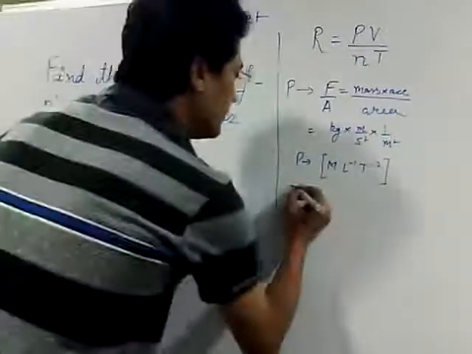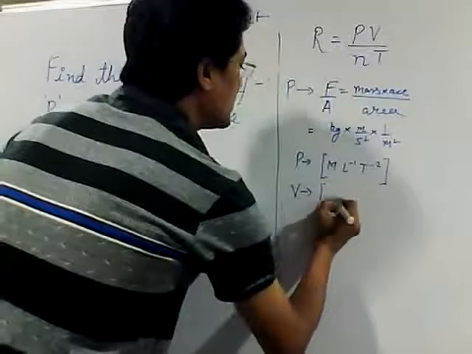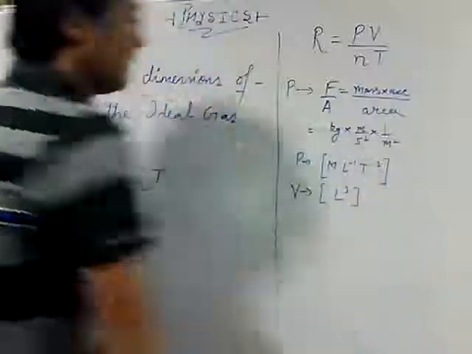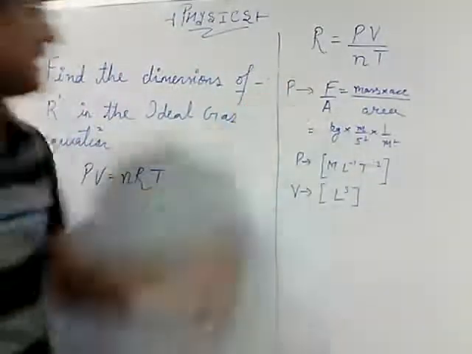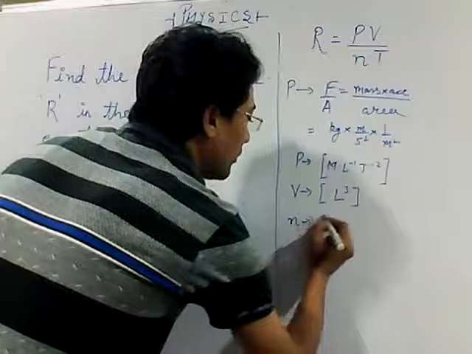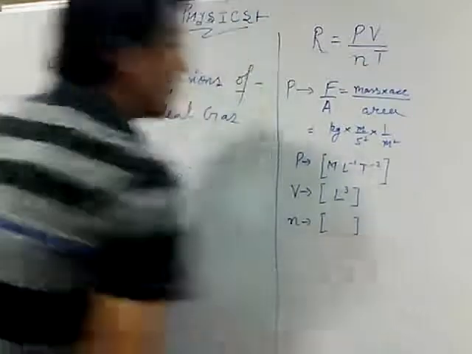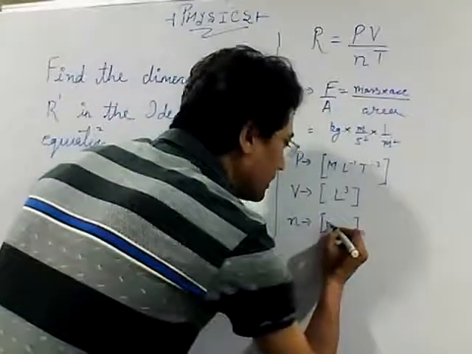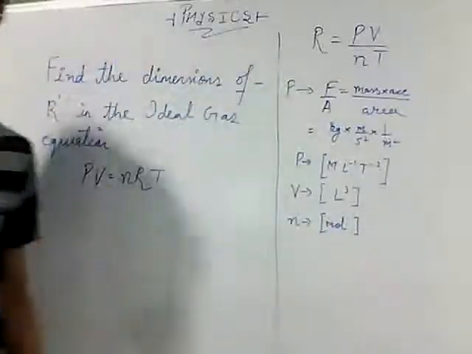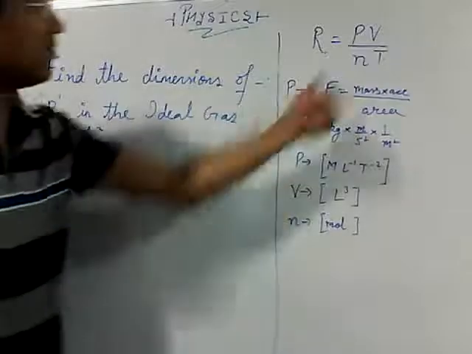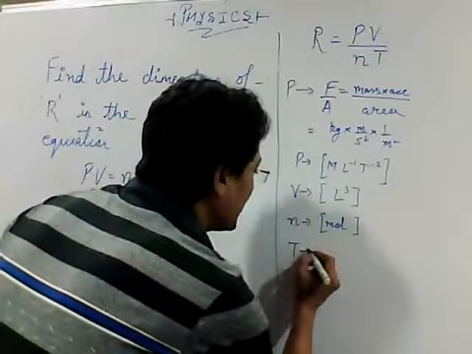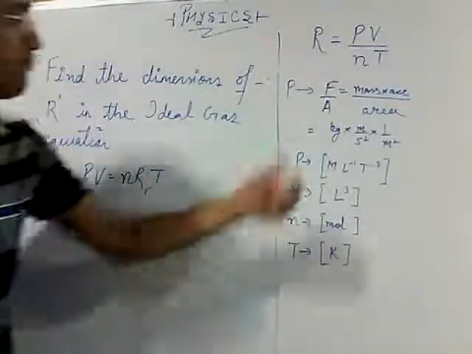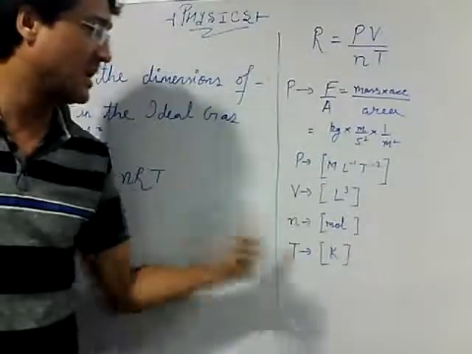For volume, the unit is meter cube, so the dimension will be L cube. Fine. n is the number of moles. And what is the dimension for number of moles or amount of substance? It is mole itself. Clear? And what is the dimension for temperature T? Temperature T is denoted by K, that is Kelvin. So you have the dimensions of P, V, n and T.